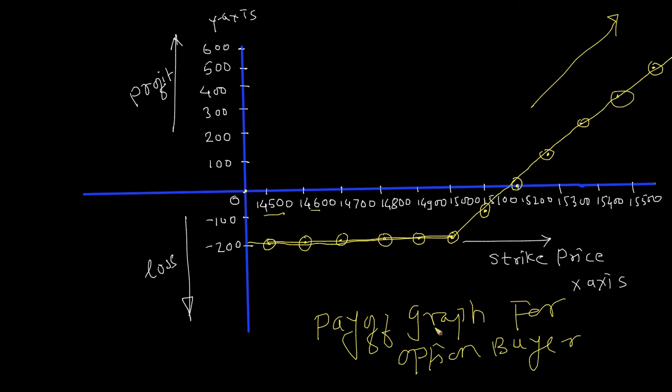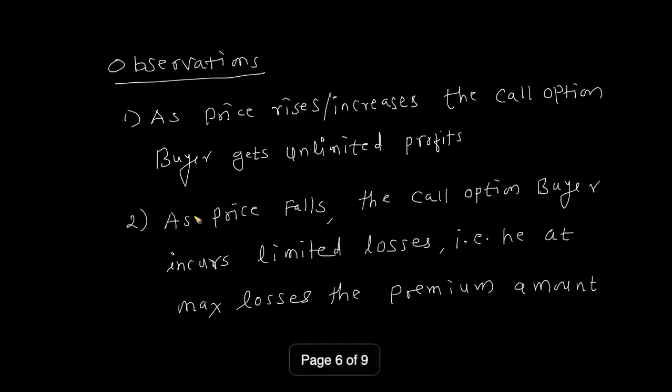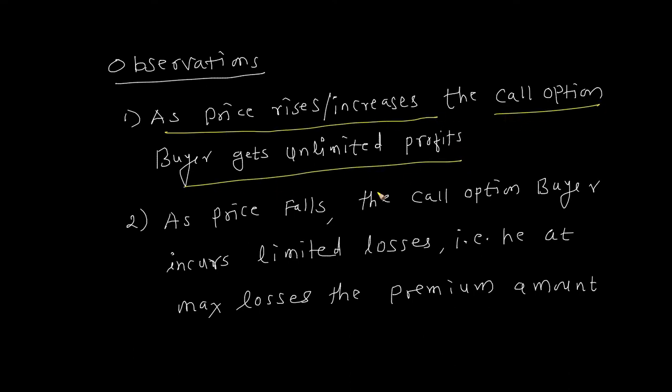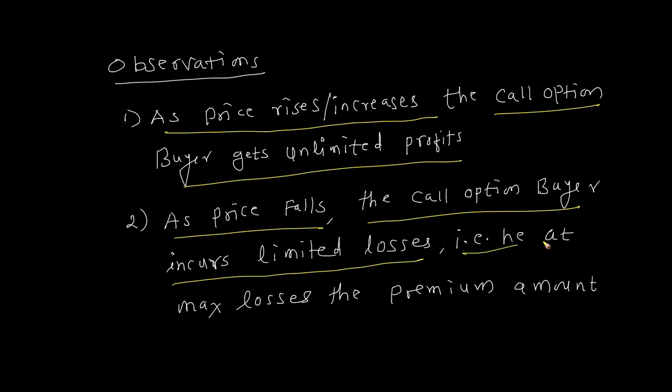So let us see the payoff graph for option seller. But before that, the observations. What are the observations here? As the price rises, the call option buyer gets unlimited profits. As the price falls, the call option buyer incurs limited losses. That is, he at max loses the option premium he paid. In our case, it is 200 rupees. So the maximum loss is 200 in our case, and the maximum profit is unlimited.